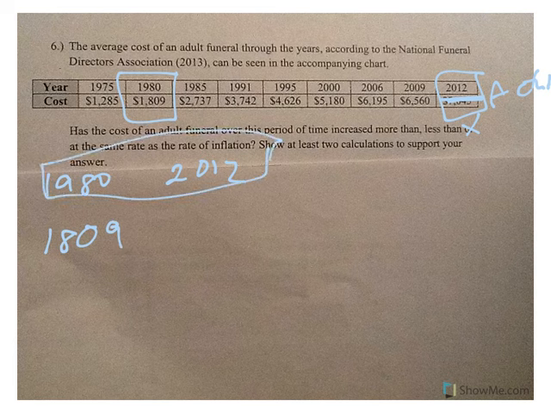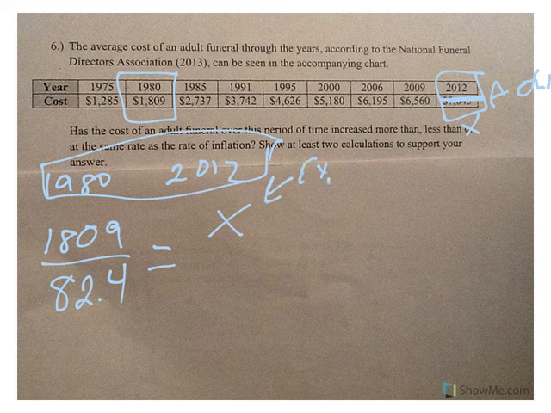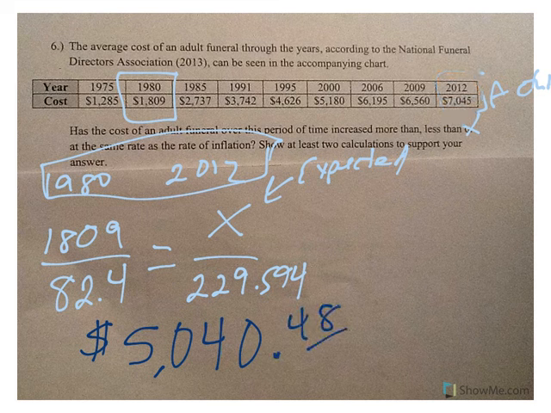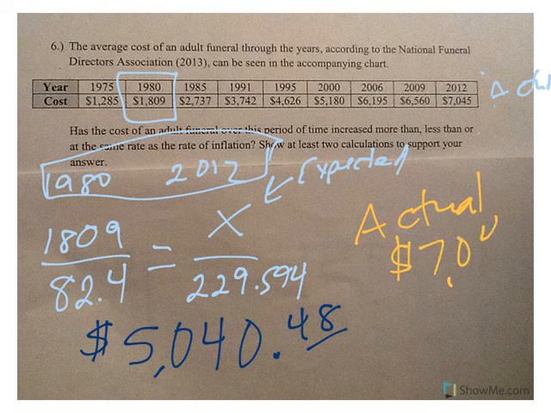Here, let me put our time period. I don't want those numbers to be confused with our proportion. So 1809 was the cost of the funeral in 1980. What should it be, right? Again, this is expected for 2012. 2012's got its CPI of 229.594. When I cross multiply, my expected value of a funeral in 2012 should have been $5,040.48. Well, if we uncover the actual, and let's change colors for effect, the actual price is $7,045.